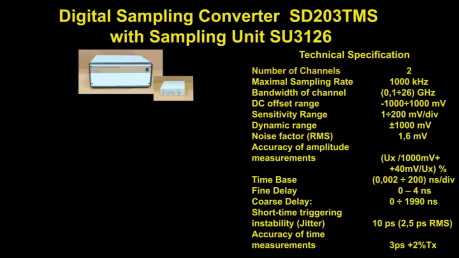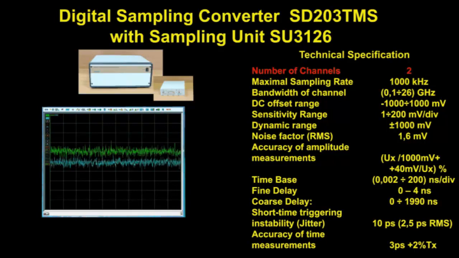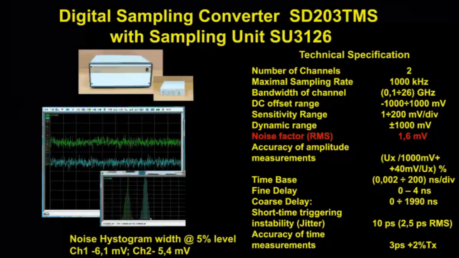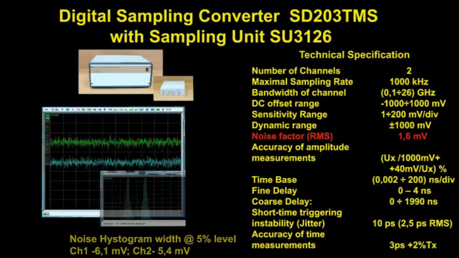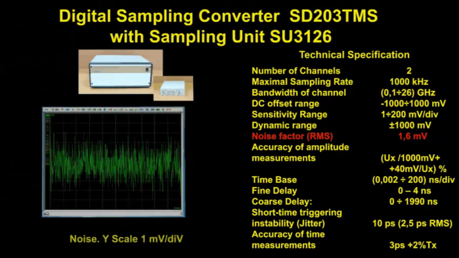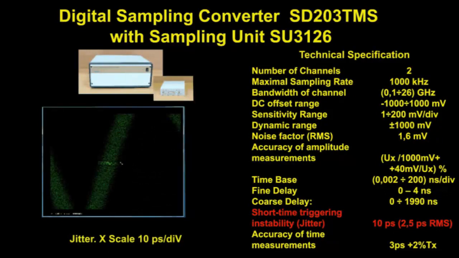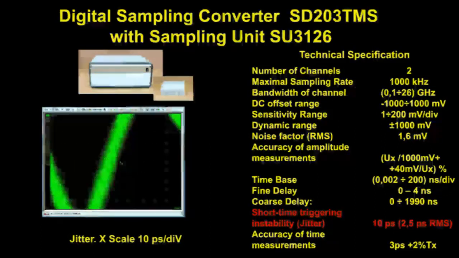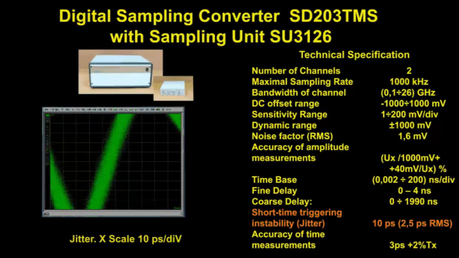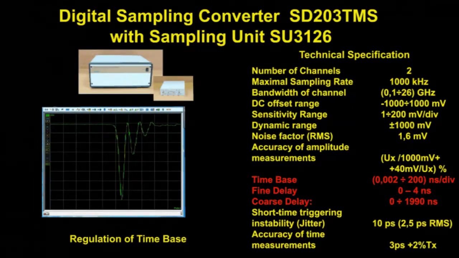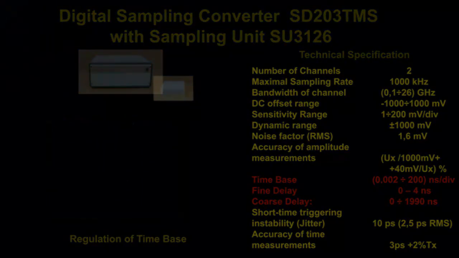Technical specification. Number of channels: 2. Bandwidth of channel from 0.1 to 26 GHz. Noise factor RMS 16 mV. Short time triggering instability (jitter) 10 ps. Long time instability 25 picoseconds RMS. Time base from 0.002 to 200 nanoseconds per division.